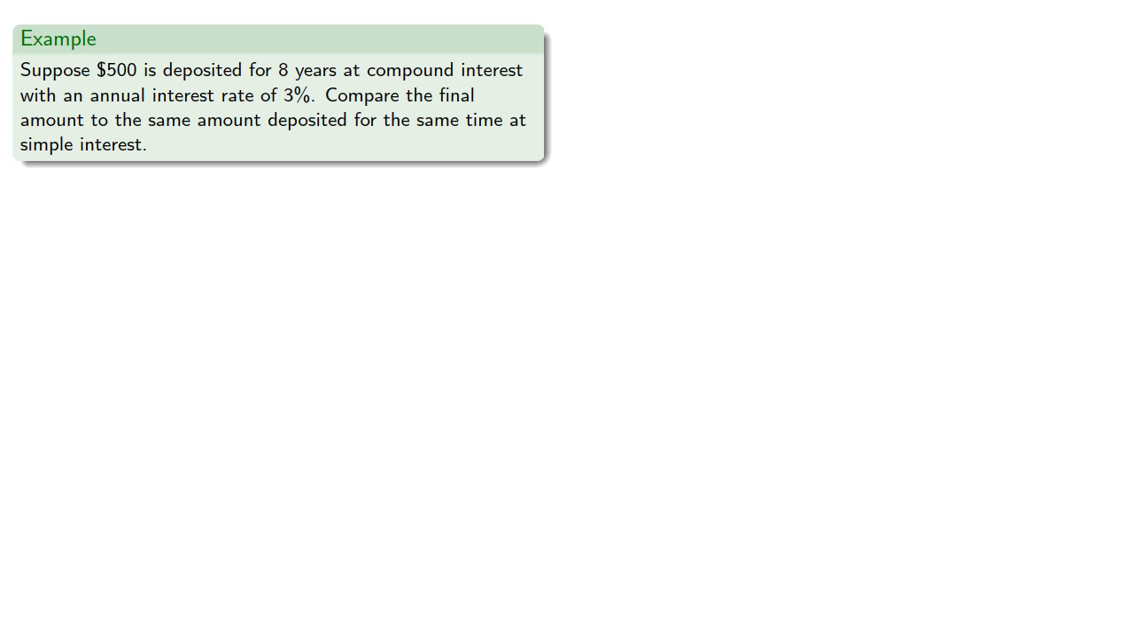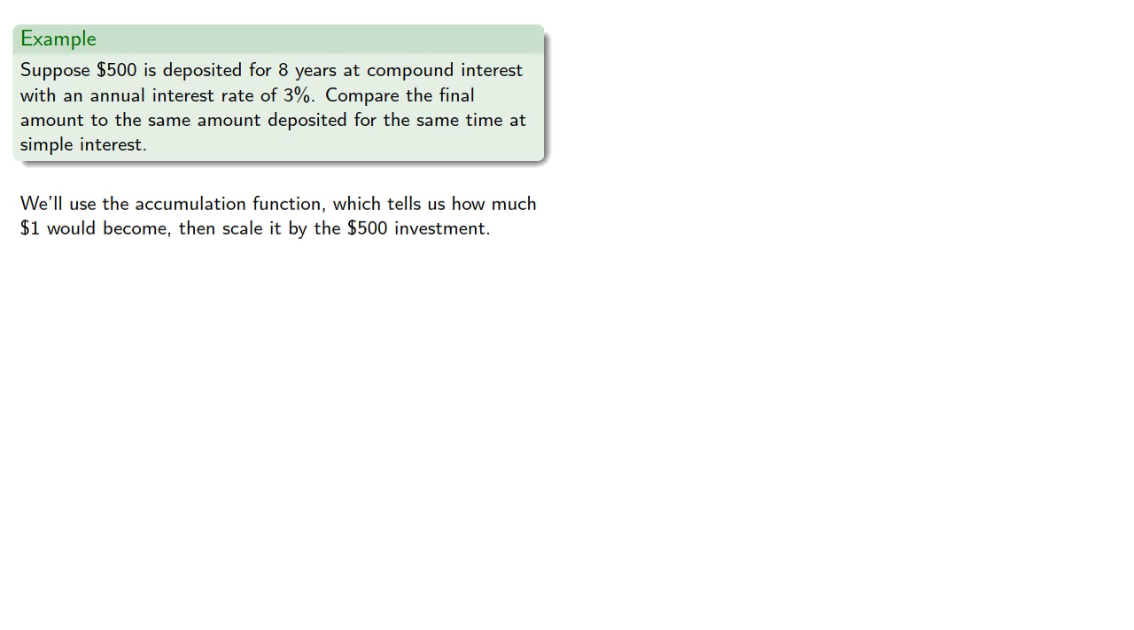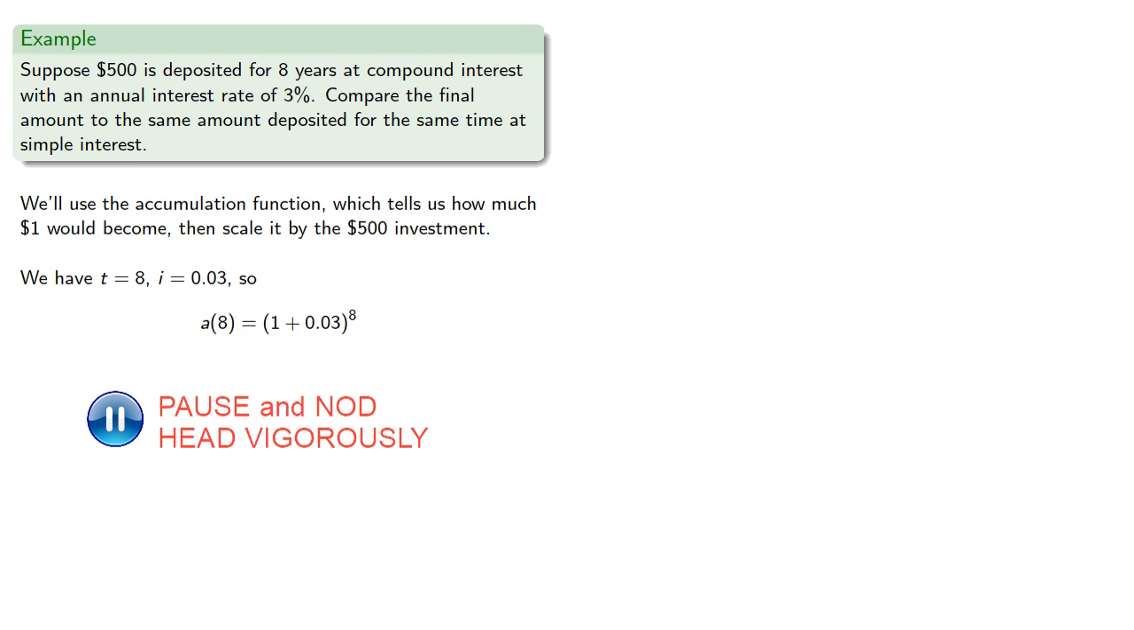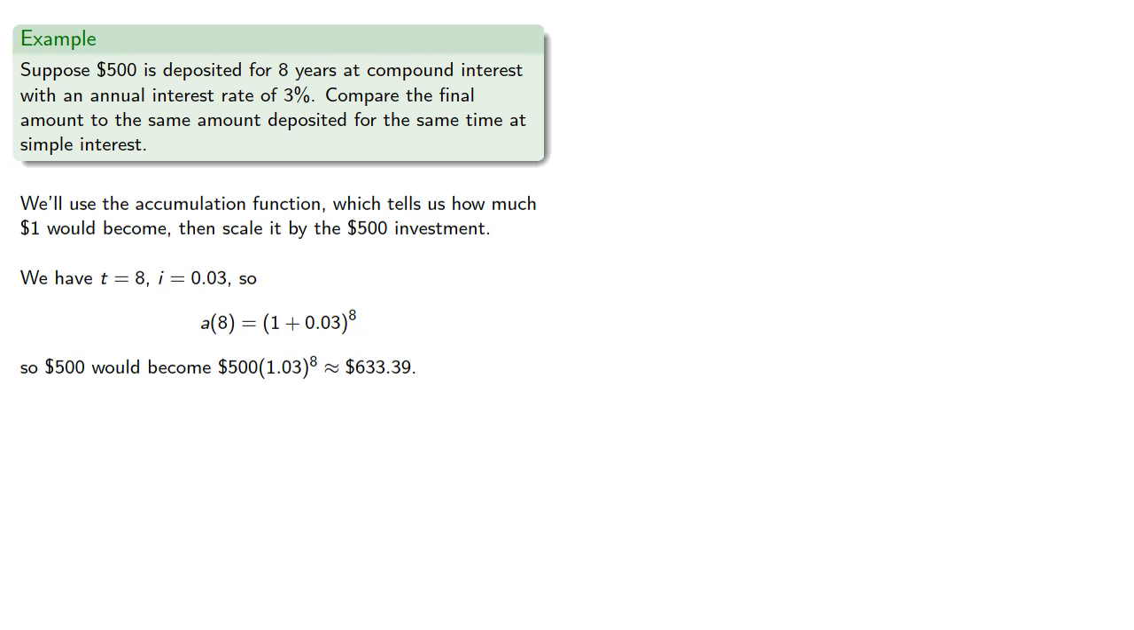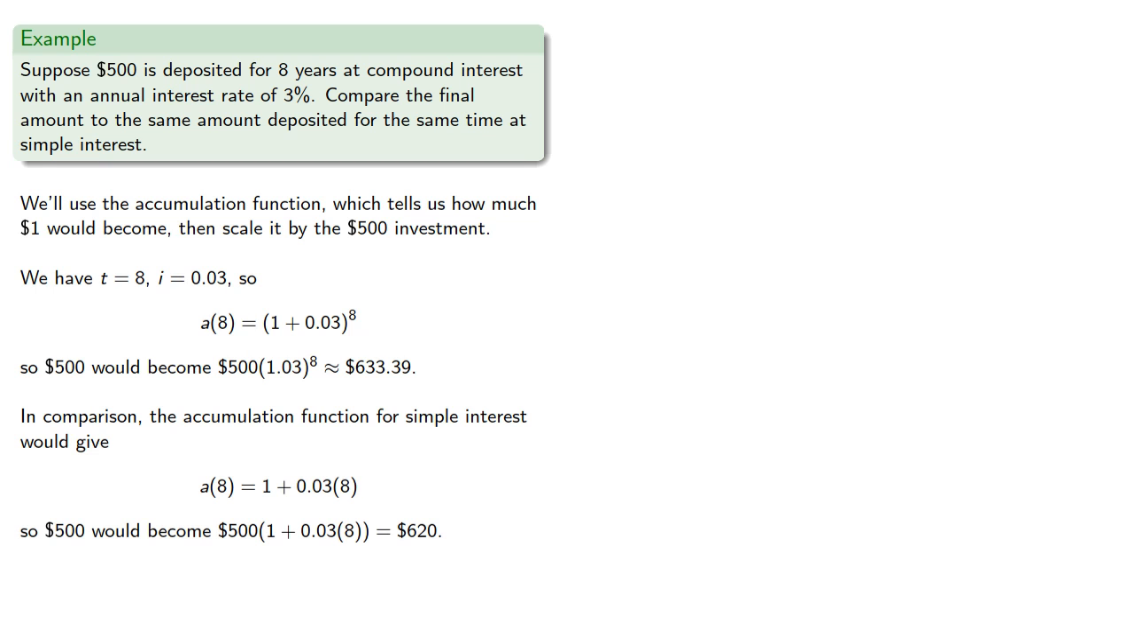So suppose 500 is deposited for 8 years at compound interest with an annual rate of 3%, and let's compare the final amount to the same amount deposited for the same time at simple interest. We'll use the accumulation function, which tells us how much a dollar would become, then scale it by the $500 investment. We have t equal to 8, I, the interest rate, 3%, converted to a decimal, and so we find a of 8, and so 500 would become 500 times 1.03 to the 8th, or about $633.39. In comparison, the accumulation function for simple interest would give us $500 would become 620.